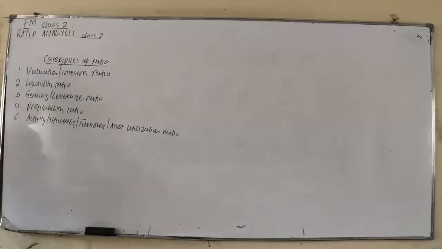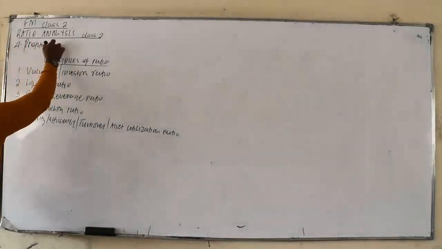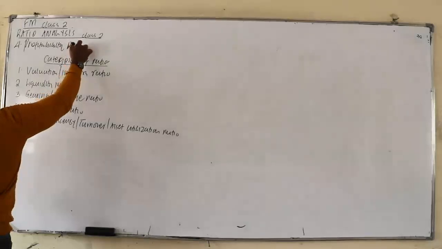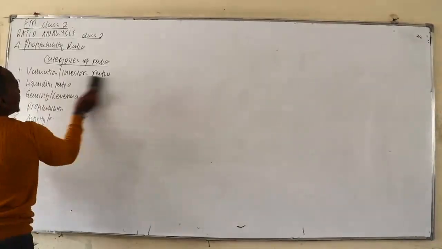Then we have profitability ratio. Now, we have to start with profitability ratio. So, number 4, we have profitability ratio. That's why we have to start with it.